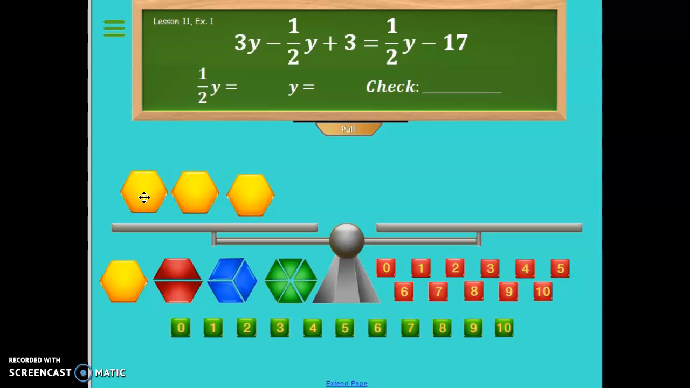So we can actually take this y and we can trade it for 2/2, and that doesn't affect anything because it's the same amount, okay? And now we're actually able to take away the 1/2 of y easily because we did that. And then plus 3 equals 1/2 of y minus 17. Again, I can't take away 17 if it's not there. So I need to put it there so that I can take it away. But when I put it there, I have to do it in a way that doesn't affect the balance.